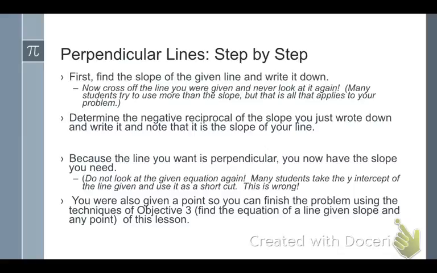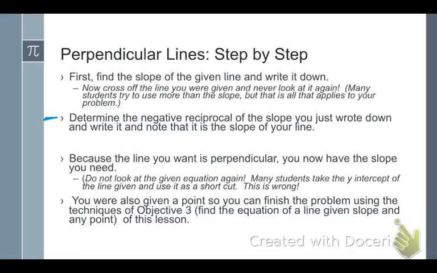Particularly on perpendicular lines, students want to go back and use that y-intercept, and I don't know why that is. You have slope and you were given a point. You have to use the point they gave you. So you write down the slope you have, and then you find the negative reciprocal.